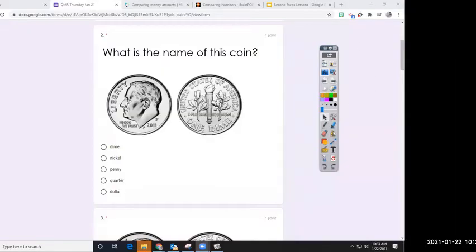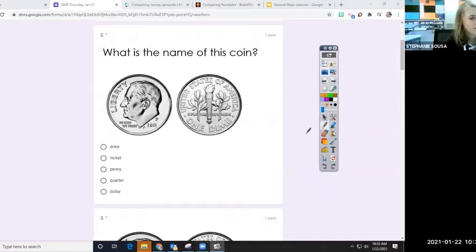First things first. What is the name of this coin? Look, guys, it's right here. Dime. It says it on the coin. Questions, concerns, comments about that? Levin? I think we've lost Levin. All right.